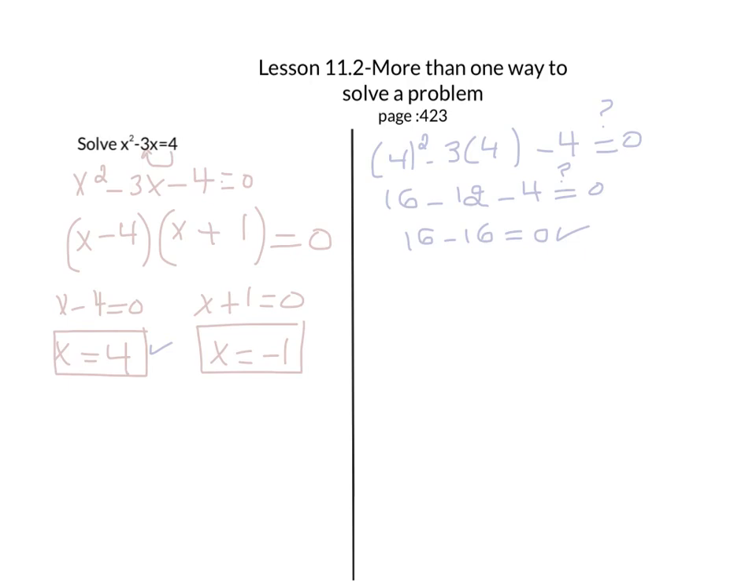We're gonna test x equals -1. Again, I have -1 to the power of 2 minus 3 into -1 minus 4, is it equal to 0? So 1 plus 3 minus 4, is it equal to 0? 4 minus 4 is for sure equal to 0. Then x equals -1 is also a solution for the given quadratic equation. So for the given quadratic equation, we have two solutions, x equals 4 and x equals -1.